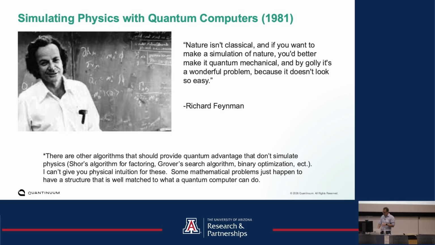Okay? Now there's other problems you could solve with the quantum computer. Things like Shor's algorithm for factoring, or Grover's search algorithm, or binary optimization problems, where we expect a quantum advantage. I don't have great physical intuition for these. I can tell you how Shor's algorithm relies on the quantum Fourier transform that's better at these different things, but no real physical intuition for why these systems work.